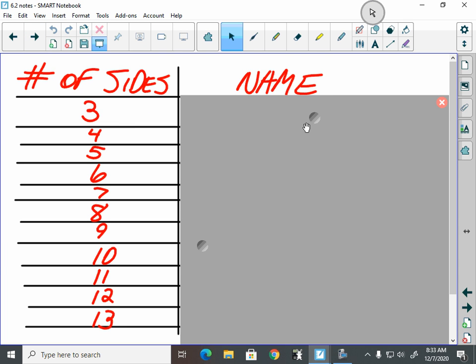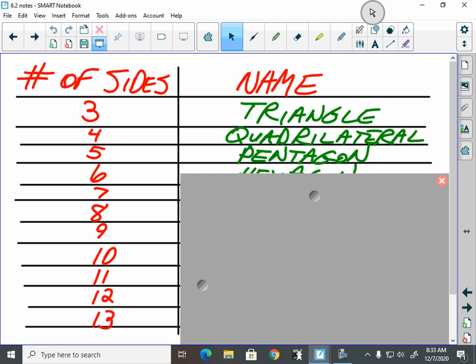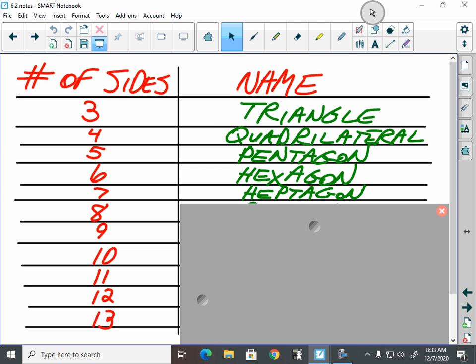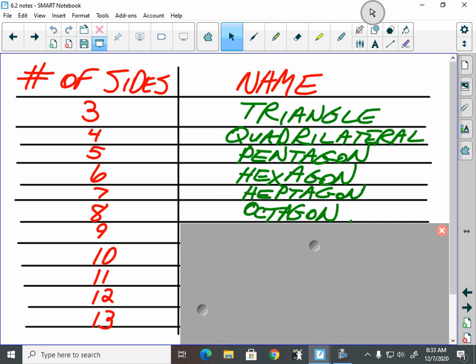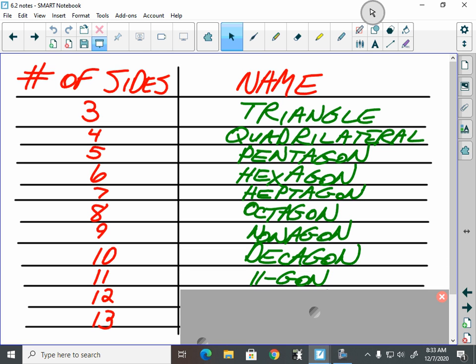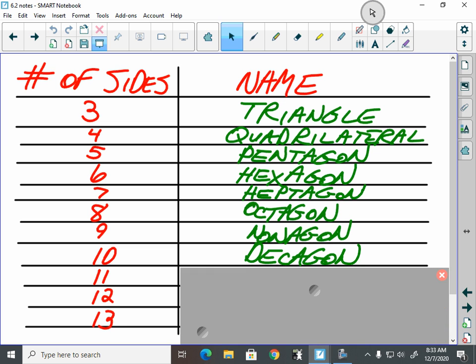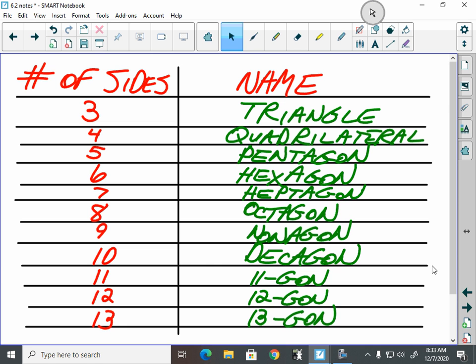Then we learn the name of the sides. If it's 3 sides, it's a triangle. You've known that since kindergarten. Quadrilateral, pentagon, hexagon, heptagon, octagon, nonagon, decagon, 11-gon, 12-gon, 13-gon. What? Yep, it doesn't matter, okay?